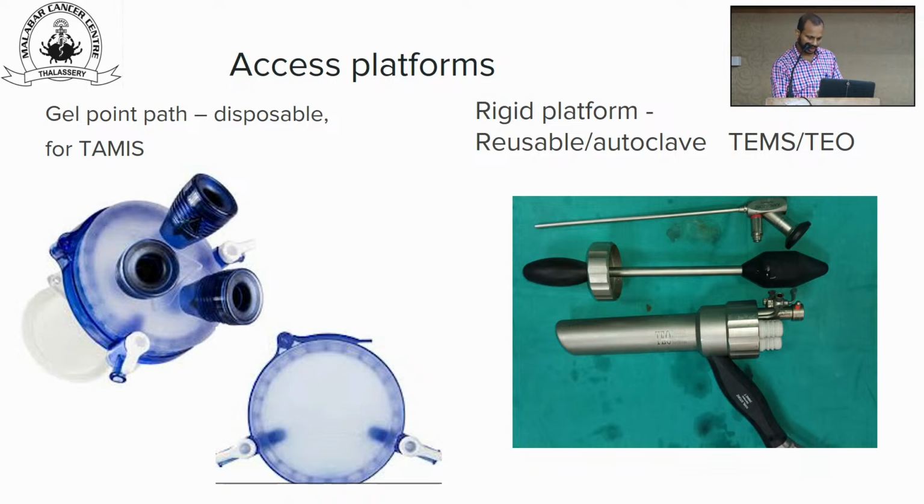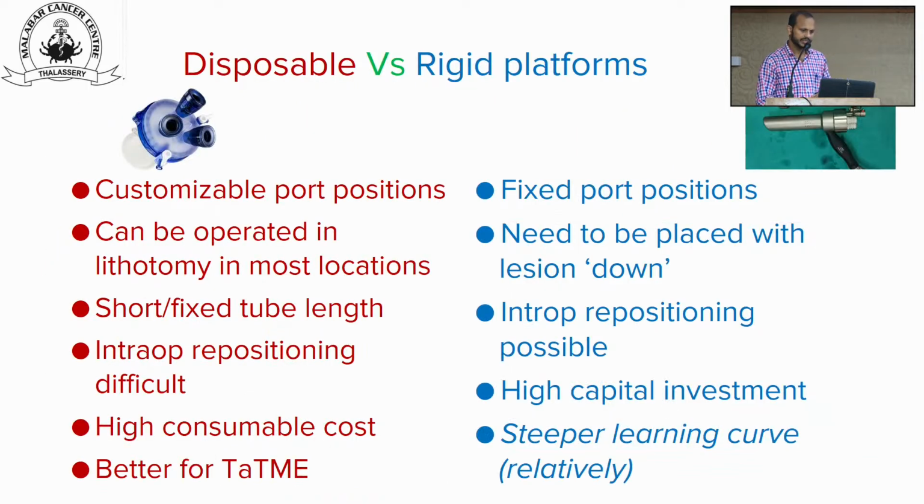And this is the rigid platform that we have in our center. It's a reusable, autoclavable instrument. This is a camera, this is the obturator, and this is the rectoscope. This is a TEO. So what are the differences between disposable and rigid platforms? I said in a disposable platform you can customize the port site. You can insert the port wherever is required, depending on the location and clock position of the tumor. Whereas in the rigid platform, these port positions are fixed. You cannot move them. So you have to change the position of the patient to suit the location, to operate comfortably.